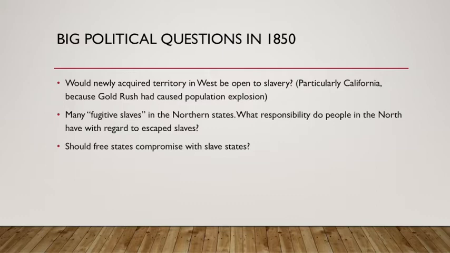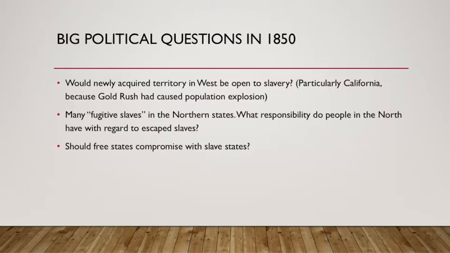There has been outrage in the South that many fugitive slaves have escaped to the North, and Southerners feel like Northerners are not helping them return their quote-unquote property, these human beings who have escaped slavery. So the South wants the North to be more active in helping them return fugitive slaves.